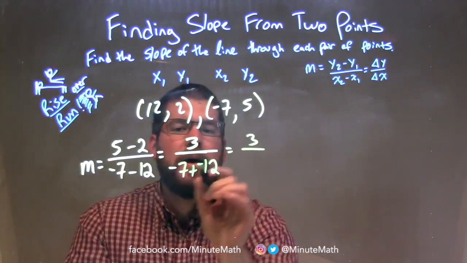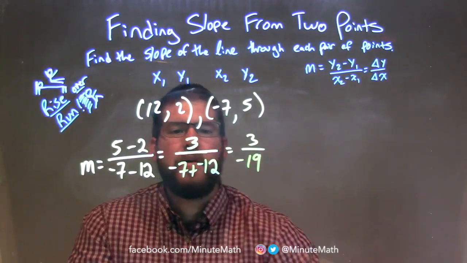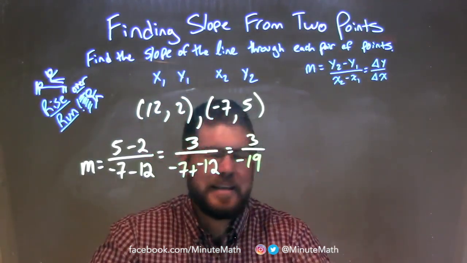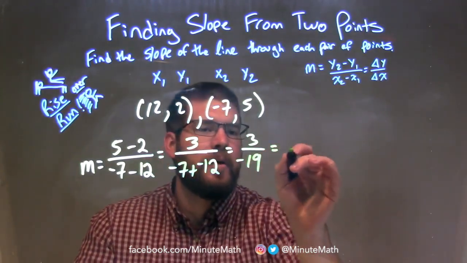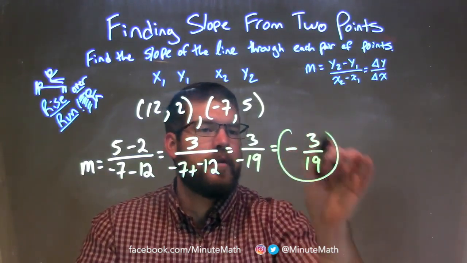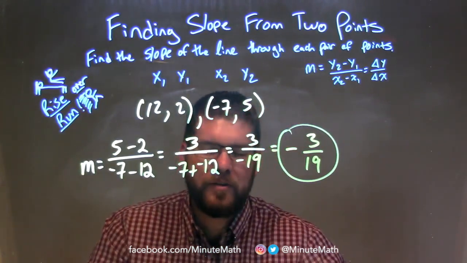Well, 3 up top. Negative 7 plus a negative 12 is a negative 19. Okay? So we have a negative 19 down there, and 3 does not go into negative 19 at all. There's no common factor there. So I rewrite, the negative is out there, 3 over 19. And there we have our final answer. Our slope between these 2 points is negative 3 over positive 19.